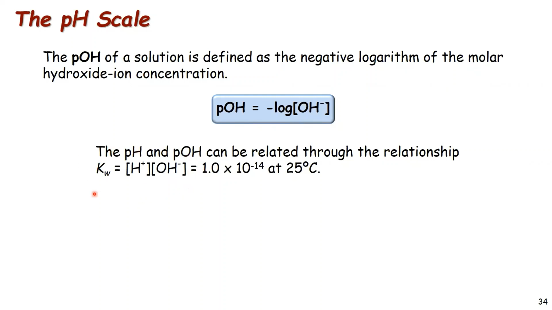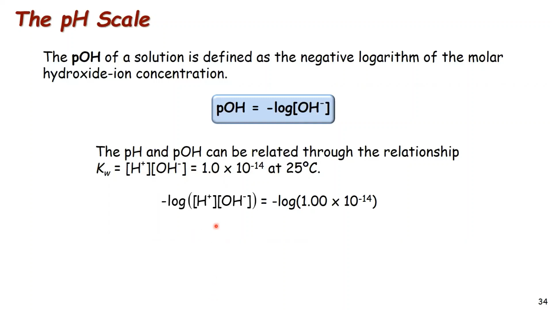We know at 25 degrees Celsius that the equilibrium constant expression for the self-ionization of water is Kw is equal to the hydrogen ion concentration raised to the first times the hydroxide ion concentration raised to the first. And at 25 degrees Celsius, Kw equals 1.0 times 10 to the negative 14. So let's take this part right here, and let's take the negative log of both sides, right? Let's take the negative log of both sides.